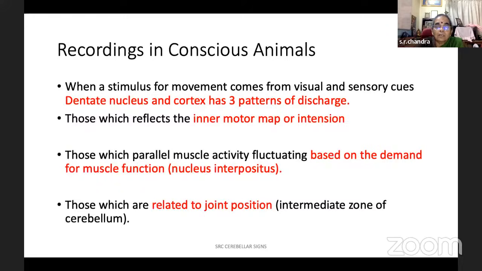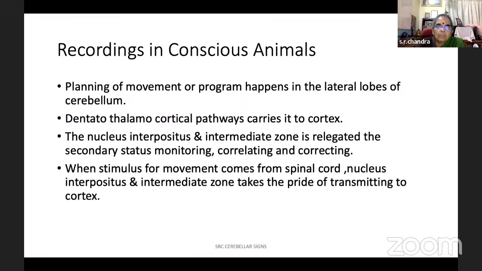When there is recording in conscious animals regarding motor activity, it shows that when the dentate nucleus and its cortex is stimulated, 3 types of discharges happen. First discharge produces the inner motor map or intention. So what the cerebellum wants to do. That is the superior cerebellar peduncle connections will convey to the cortex, I have just told it. And that inner map is prepared by the cerebellum in response to information received. The next thing to be activated is the various muscles which are to be recruited. And the third activation is the joint position. So motor map, then muscles are recruited and joint position is planned.